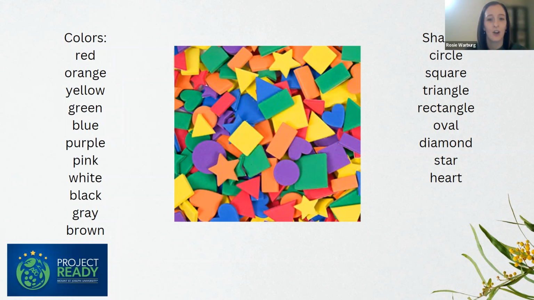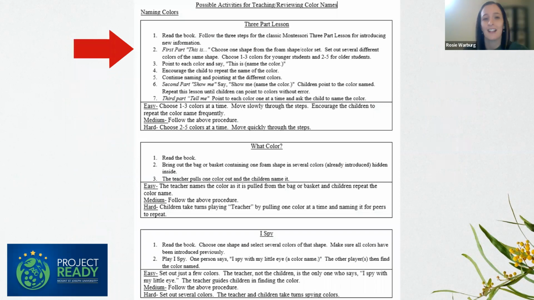So we have a nice large set of those, but because they are just foam craft paper, they store really neatly and they're very small. So we use those materials within the basic concepts unit to teach our colors and our shapes. So we have a list of books, but we also have a list of activities that you can choose from. So you can see here on this page, these are some activities that teach the naming of colors. So we start with a 3-part lesson, an activity called What Color and in I Spy. And then there's a few other pages with color activities that you can do.